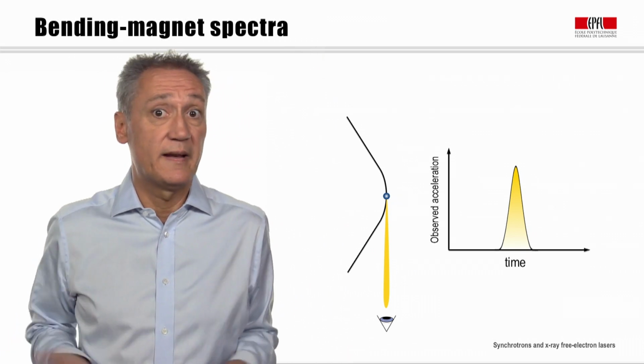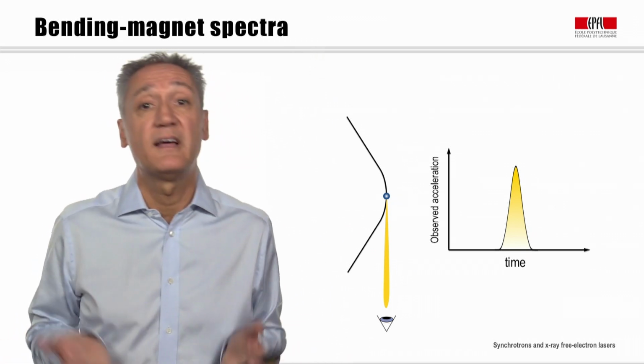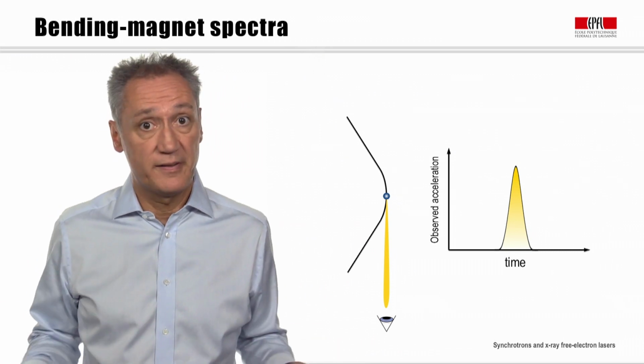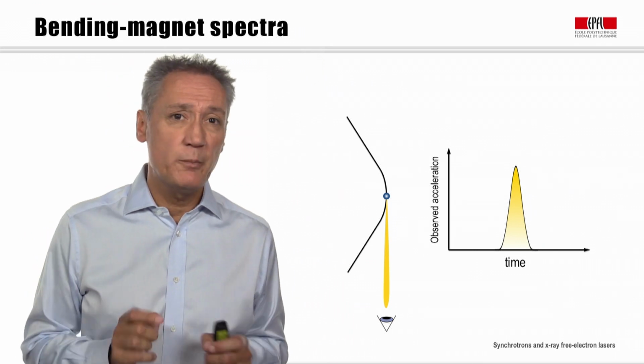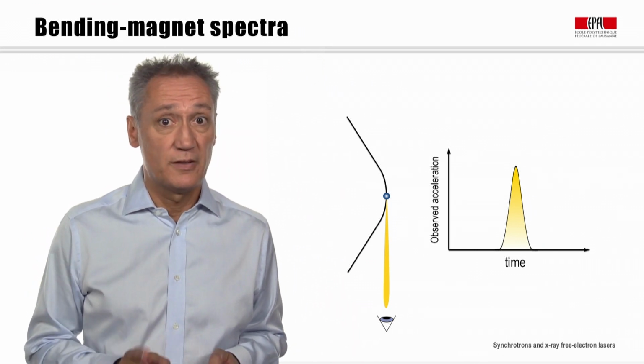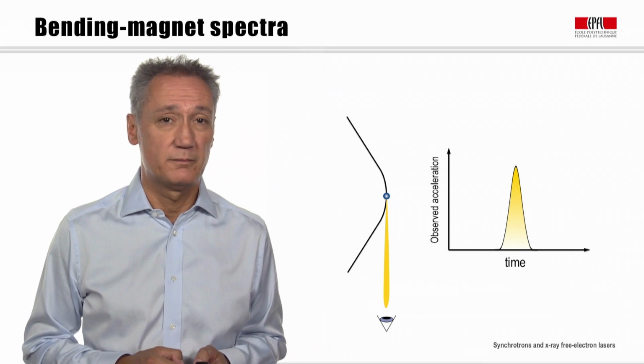In other words, the electron scatters the incident light elastically. It has the same frequency. This is the Thomson scattering we were talking about. Now imagine an observer of the electron tangential to the bending magnet.